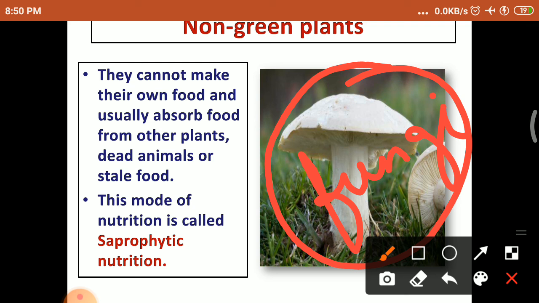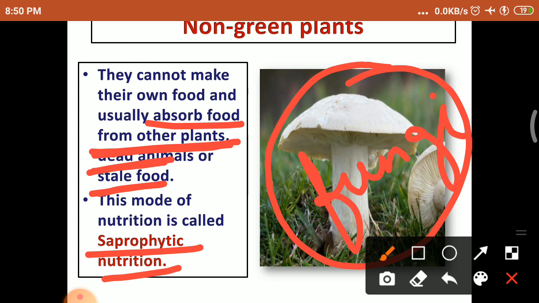They absorb food from other plants, dead animals and stale food. How do these plants prepare their food? These plants absorb food from other plants, dead animals and stale food. So this mode of nutrition is called saprophytic nutrition.